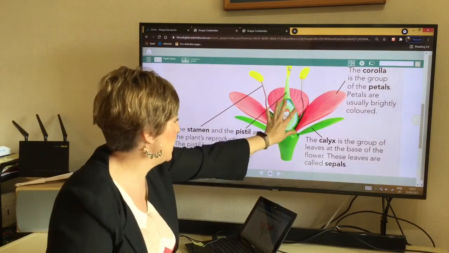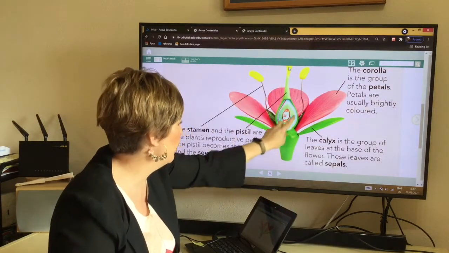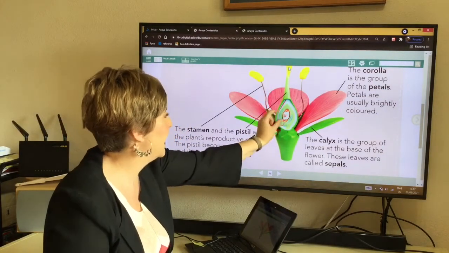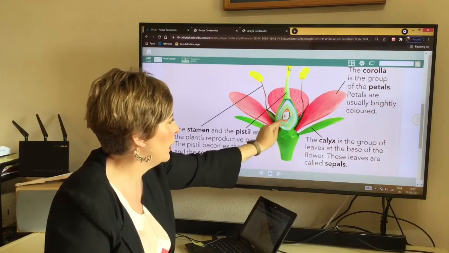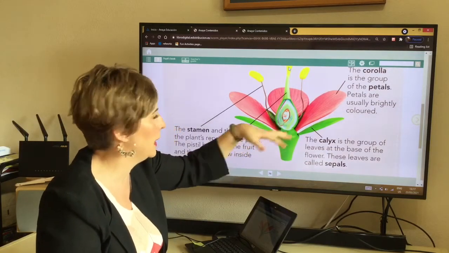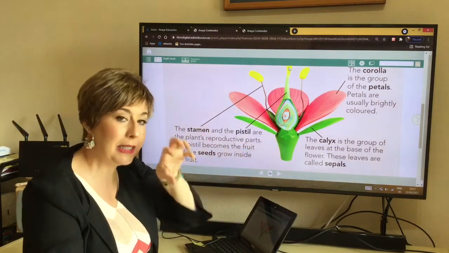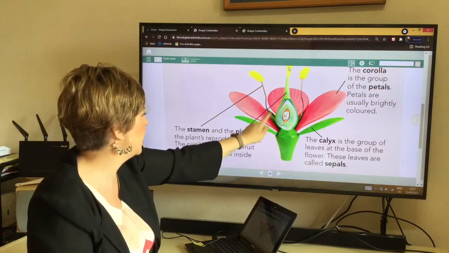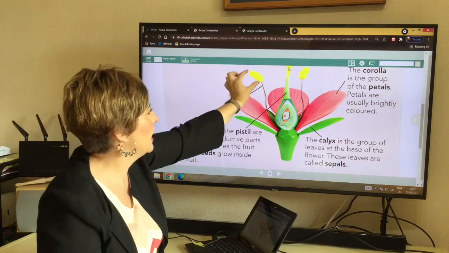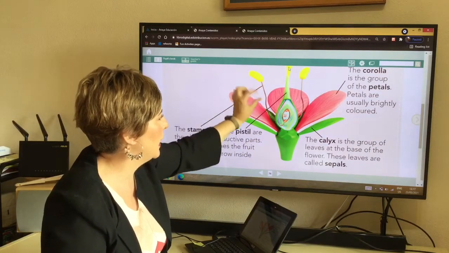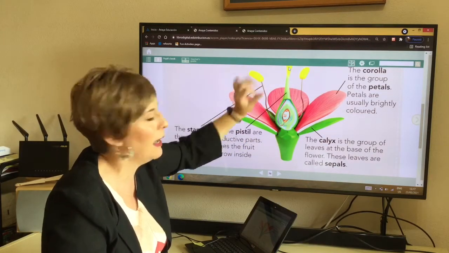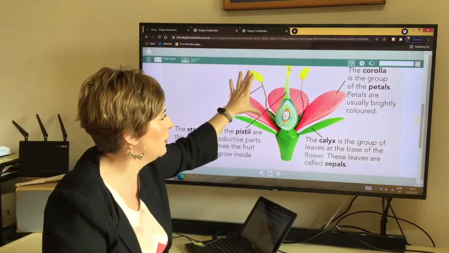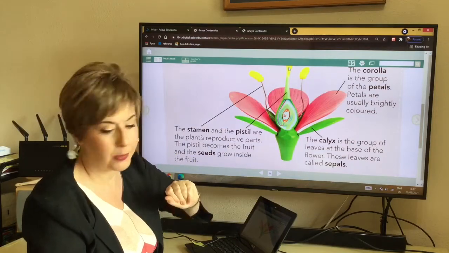One is the pistil, which is like this kind of bottle. Inside the pistil, we have the seeds. This will develop into the seed that will be inside the fruit. And then we have the stamen, which is this, that it will contain the pollen. At the top of the stamen, we will have the pollen. So these two are the reproductive organs of the plant.